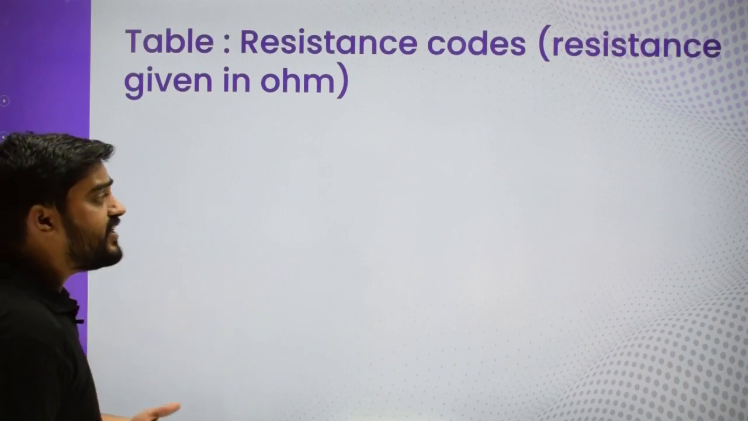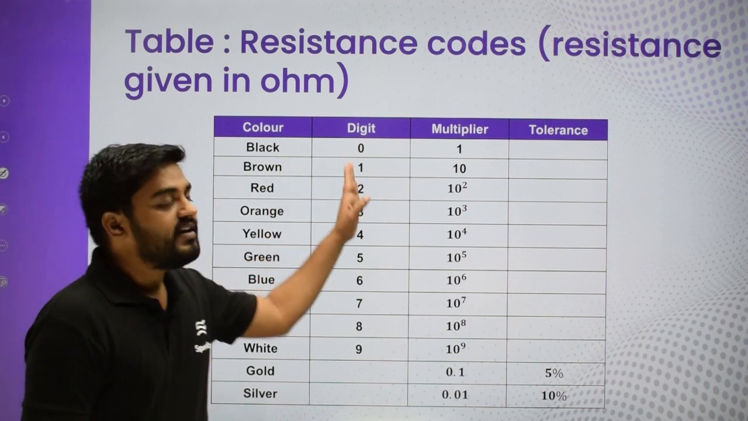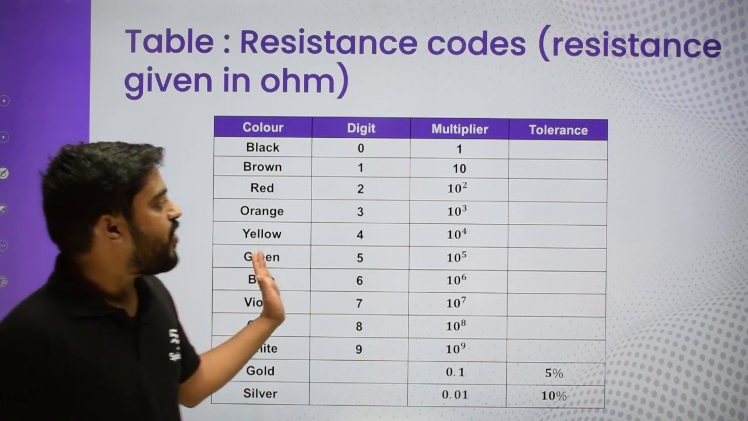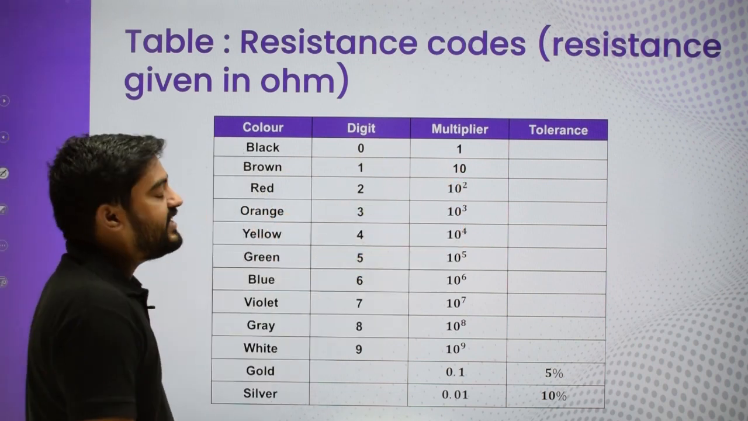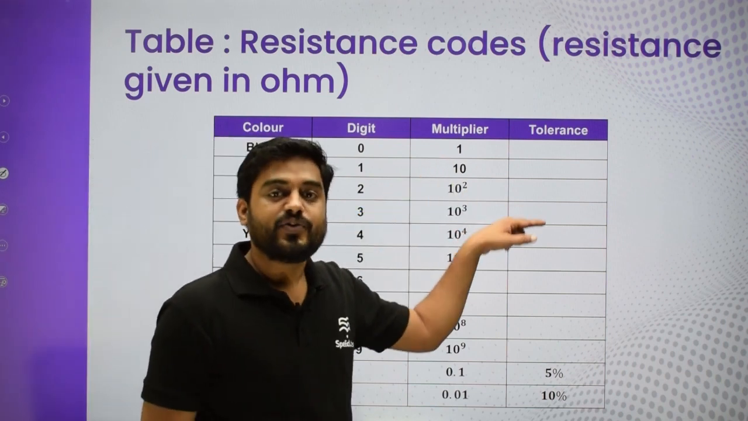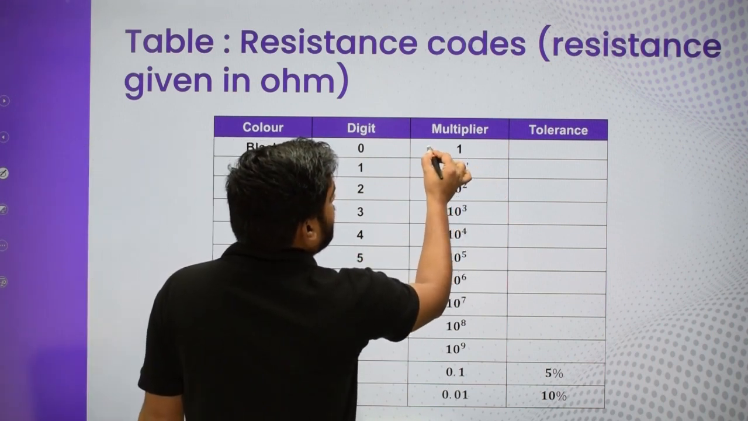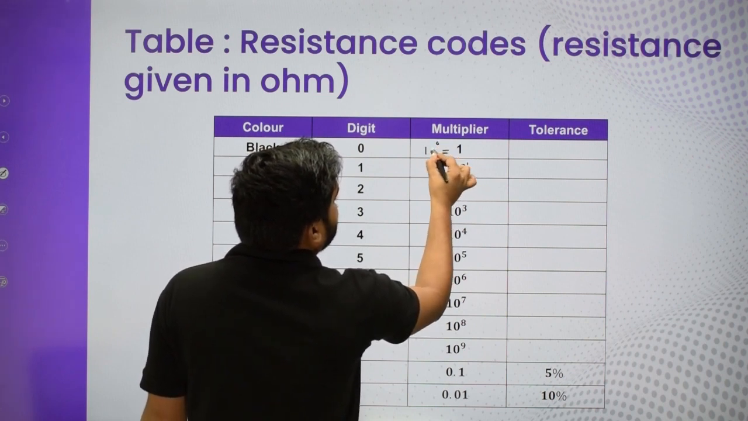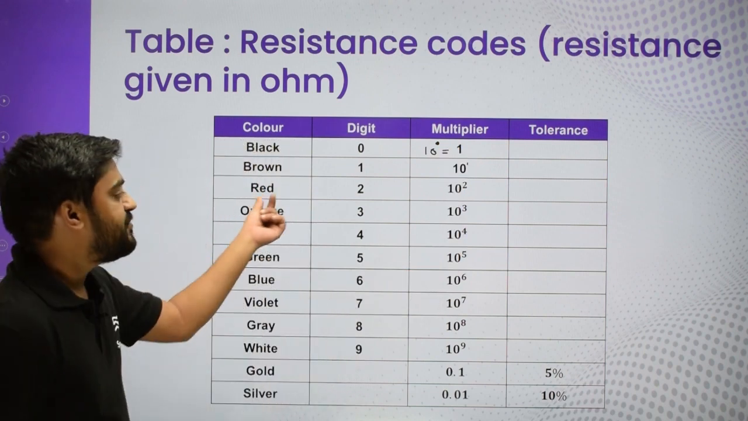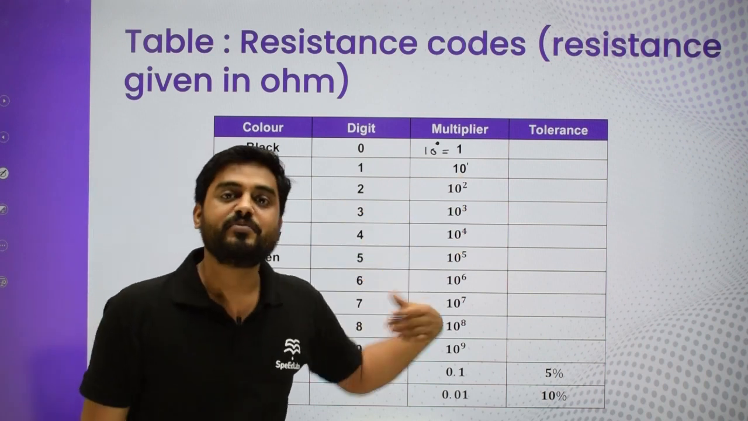First, we need to understand the colors. There are these many colors, and each color represents a digit. If we are talking about digit 1 and digit 2, then each color also represents a multiplier. To be precise, it is just 10 raised to the power digit. Like if black represents 0, then the multiplier is 10 raised to 0, which is 1. Brown is 1, so this is 10 raised to 1. Red represents 2, so this is 10 raised to 2. Orange represents 3, so if it is a multiplier, it will be 10 raised to 3.